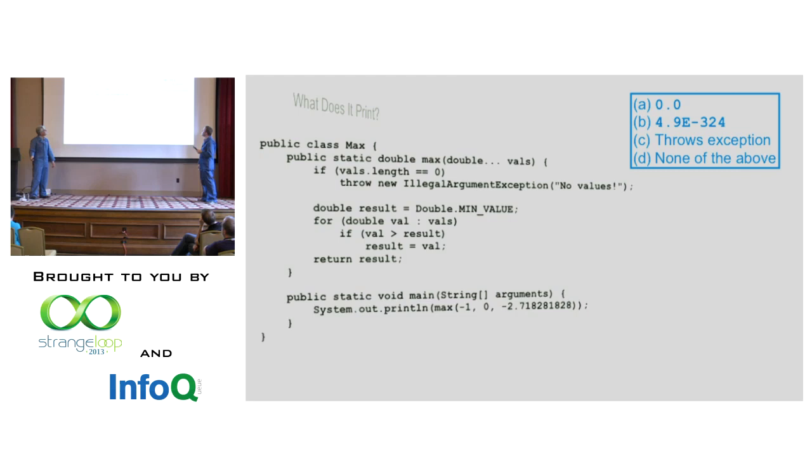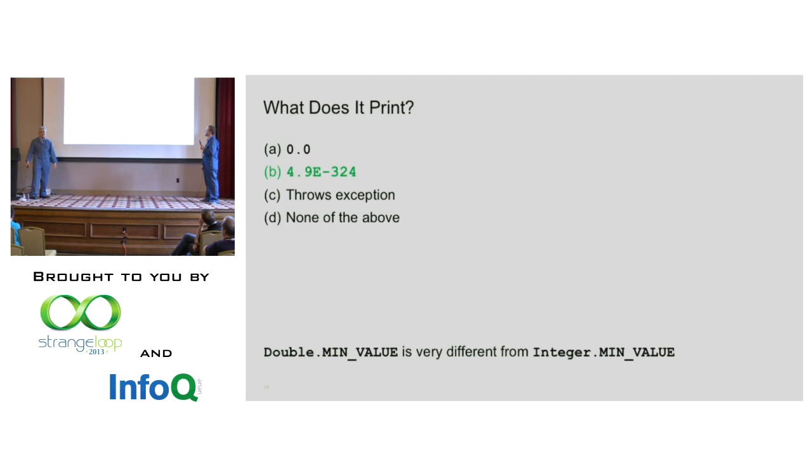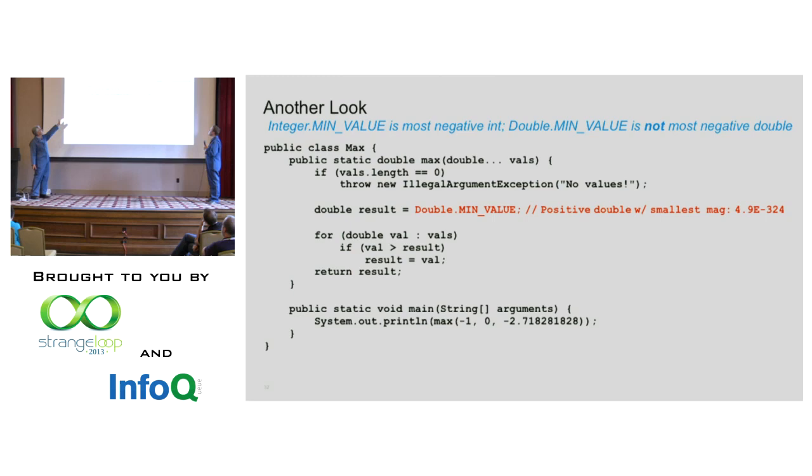It turns out that this program does indeed print 4.9 times 10 to the minus 324th. And the intuition here is that double.minValue is very different from integer.minValue. See, while integer.minValue is the most negative int, double.minValue is the positive double with the smallest magnitude. So it's the tiniest, it's the quantum of doubleness, let us say. That makes perfect sense. It makes no sense at all. It's terrible.